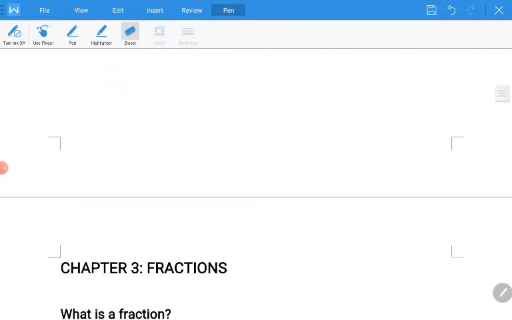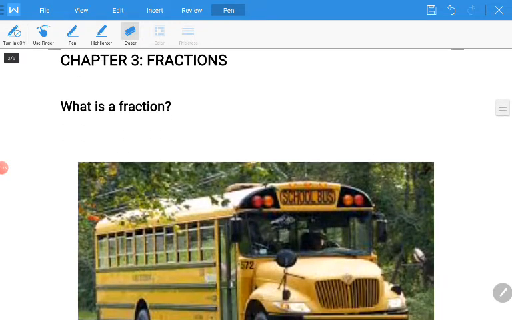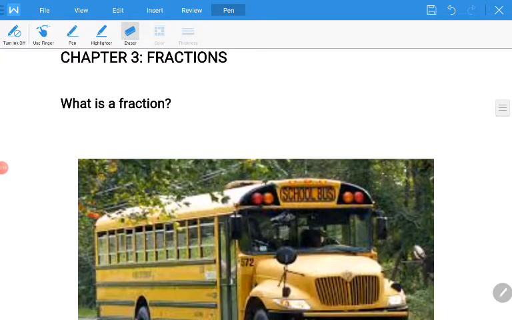In today's lesson, we are going to be discussing fractions. So the question is, what is a fraction? A fraction is a part of a whole.